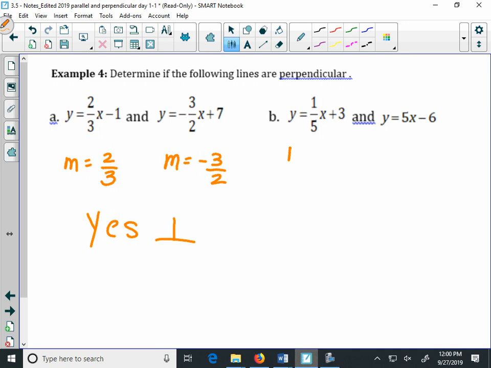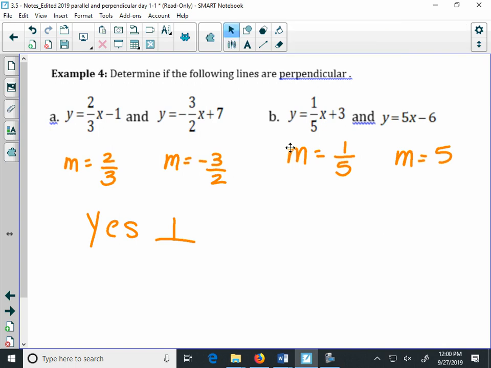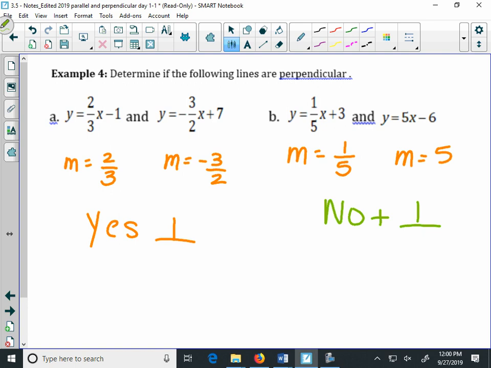What is my slope of my first line? 1/5. What is the slope of my second line? Are they opposite signs? No. So are these perpendicular? No. They're reciprocals, but they're not opposite. They're both positive. So right away, I know it's not perpendicular. It has to fit for both things. It has to be opposite signs. They also have to be reciprocals. It has to be both.